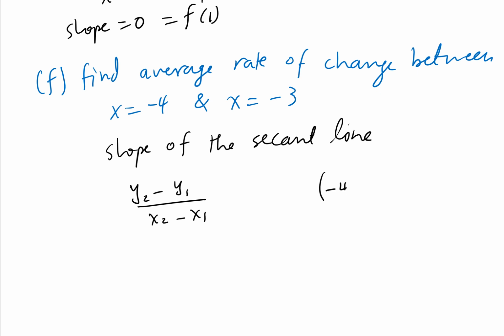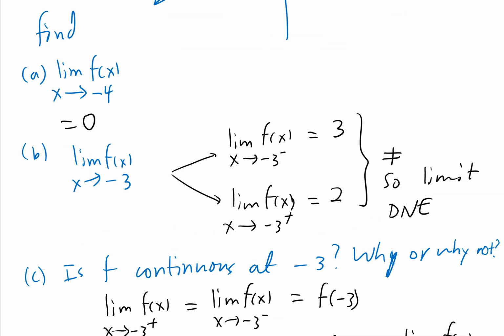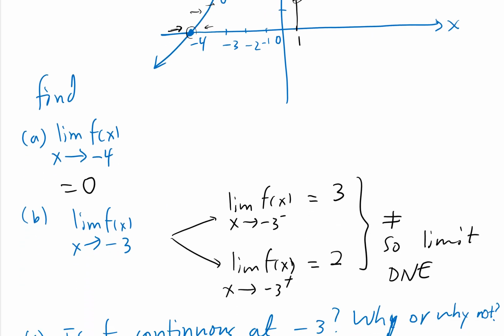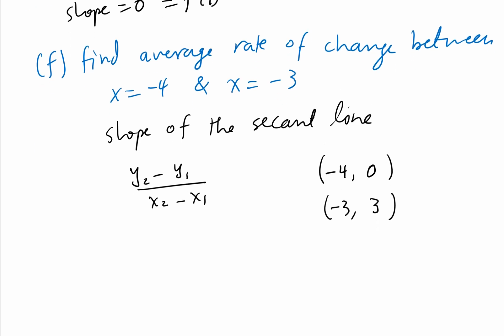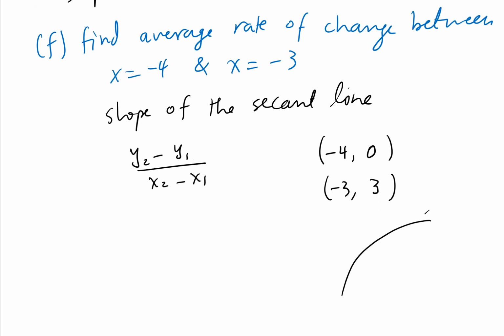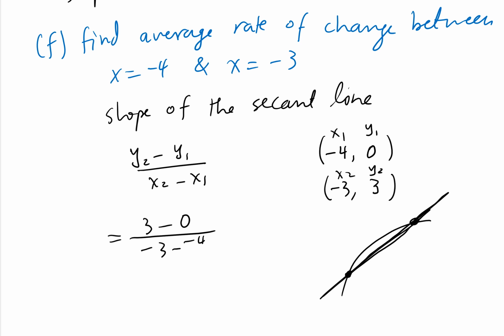So when x is -4, what is the y value? If I go back up, at -4, the y is 0. And at -3, we found that it was 3. Think about it this way: there's a point here and a point here. We need to find the slope of this secant line. So you can call this x1, y1, x2, y2. y2 is 3, y1 is 0, x2 is -3, x1 is -4. 3 over -3 plus 4, 3 over 1, which is 3. That's the average rate of change.